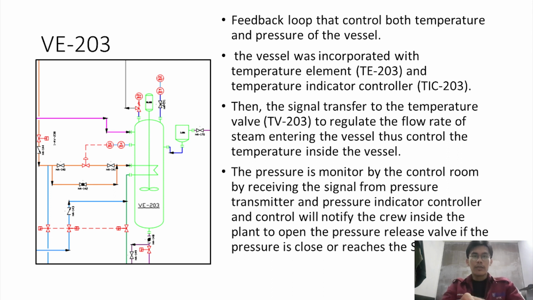The pressure, however, is controlled by a pressure valve and pressure indicator, and monitored by the control room by receiving the signal from the pressure transmitter and pressure indicator controller, and the control room will notify the crew inside the plant to open the pressure relief valve if the pressure is close to or reaches the set point.